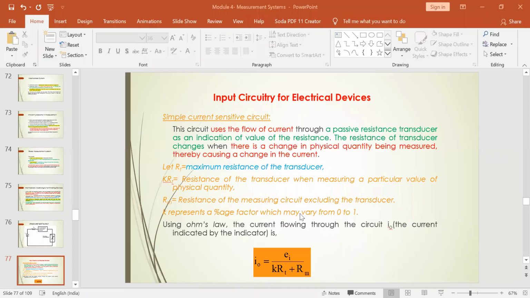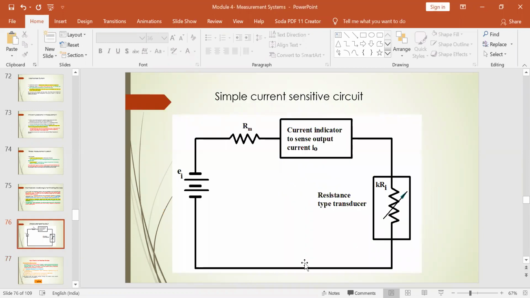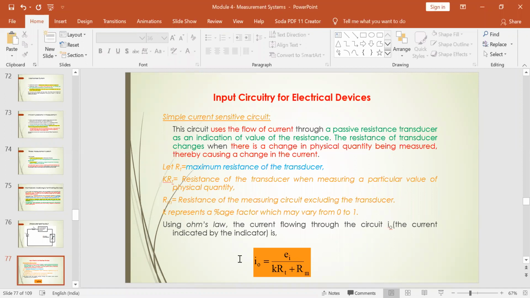So the output current which flows in this input circuitry, this is our input circuitry, based on Ohm's law, what we get in the indicator directly, the measurement will be based on this theoretical equation, which is E suffix I divided by K into R suffix T plus R suffix M. So E suffix I will be nothing but our input voltage, divided by the percentage factor K multiplied into the maximum resistance of the transducer.